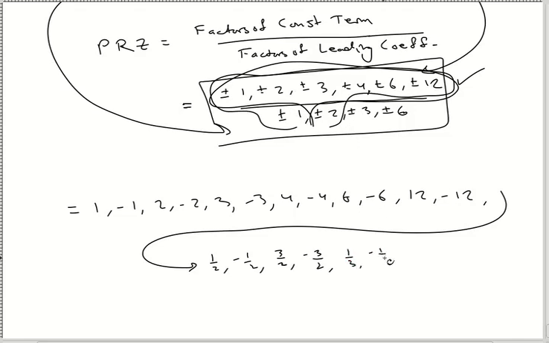1/3, negative 1/3. 2/3, negative 2/3. 3 over 3 is a 1. We already got it. 4 over 3 we don't have. 6 over 3 is a 2. 12 over 3 is this. Okay, 1/6.